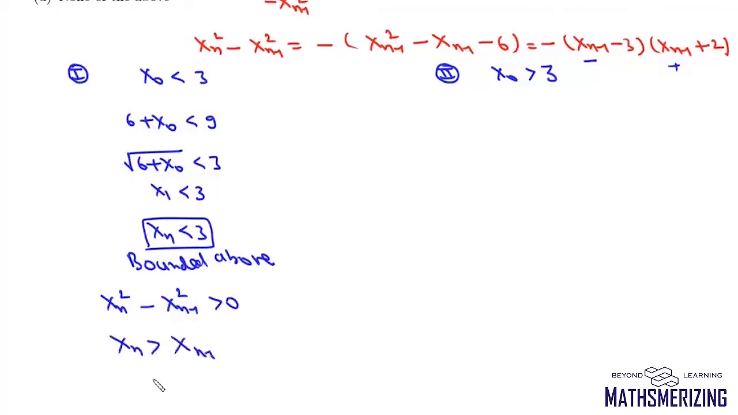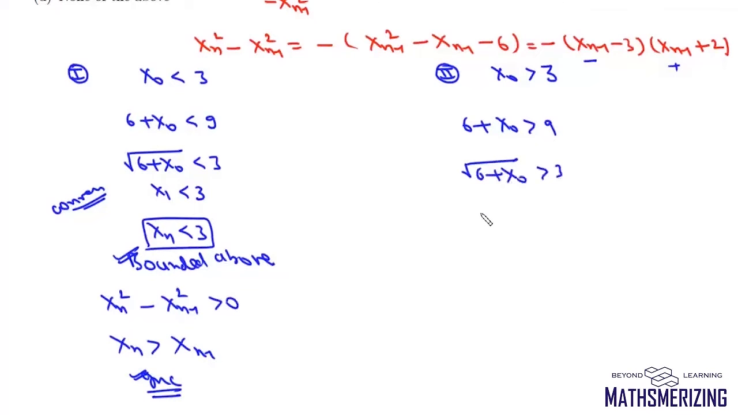Now what about the second case? In the second case, when x0 is greater than 3, if we add 6, we'll get 6 plus x0 greater than 9, and the square root of 6 plus x0 will be greater than 3, that is x1 is greater than 3. If we add 6 again and take the square root, we'll get x2 greater than 3. So from here we'll get that xn should be greater than 3. So in this case it is bounded below.